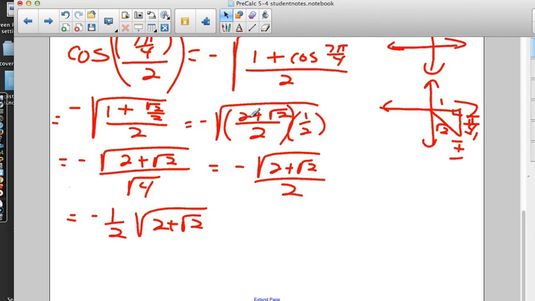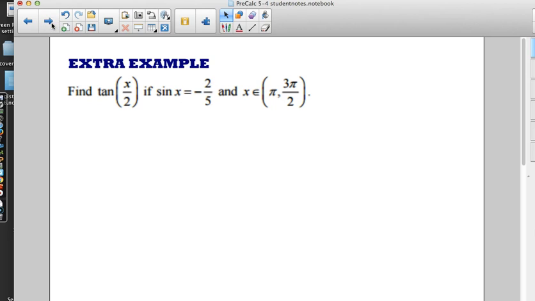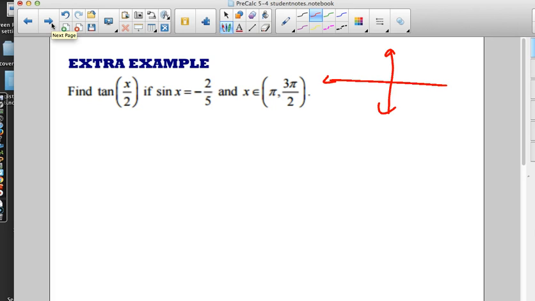But what we see here is we had ourselves a nice embedded radical, a radical inside a radical. And this next example really forces us to think, what do we do with that if we have to get rid of it? How do you get rid of a radical inside a radical? So this one says we're going to find the tangent of x over 2 if the sine of x is negative 2/5, and x has to be between pi and 3 pi over 2. Well, if x has to be between pi and 3 pi over 2, that puts us in the third quadrant.